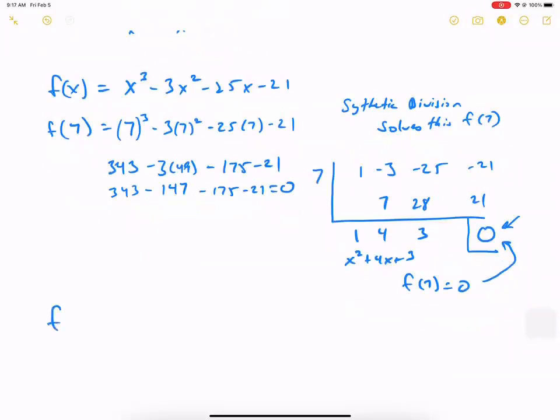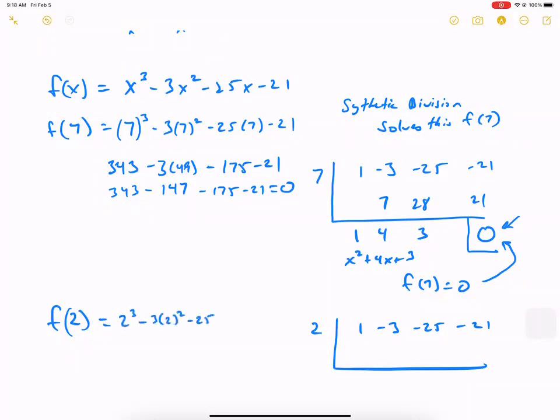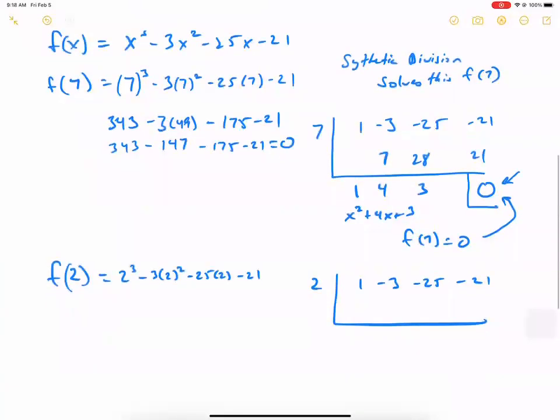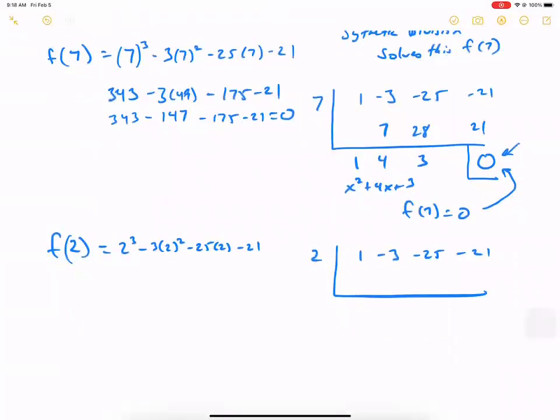If I say f of 2, do the same thing now, and just plug in 2. 1, negative 3, negative 25, and negative 21, okay? I'm going to go ahead and plug this in, and you're going to do synthetic division and tell me what answer you get, and we'll see if it's the same answer as I get. And when you're done, go ahead and just press done. Remember, you guys are doing the synthetic division, and I'm doing the old school way.